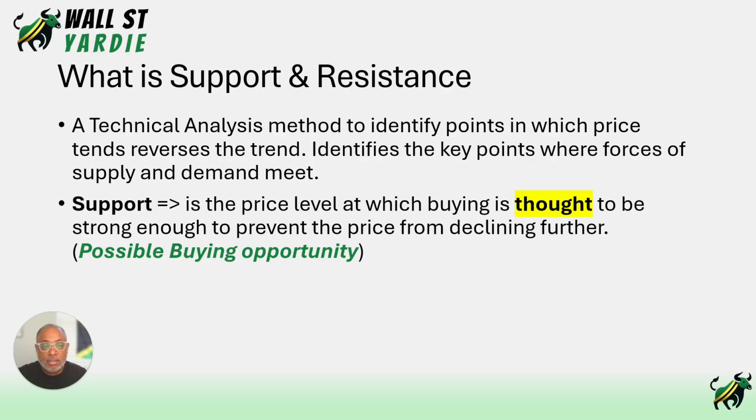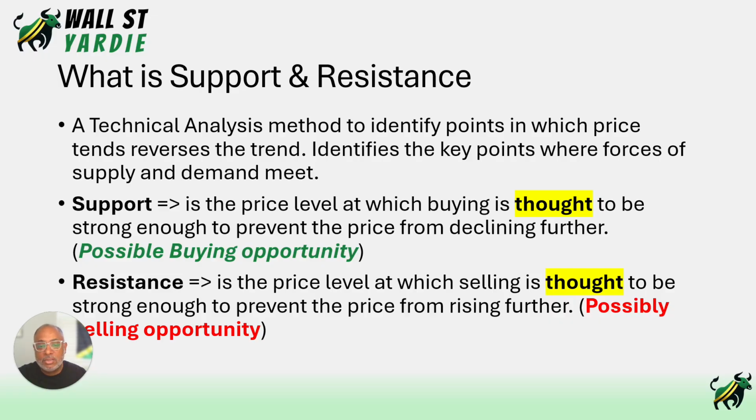Support, all right, just to give some definitions, is the price where we think buying is going to step in and get strong enough to push the price higher, right? So this is the place where we want to look for a possible buying opportunity. And then resistance is just the opposite, right? It's the price level at which we think it's going to be a good time to sell or get out.